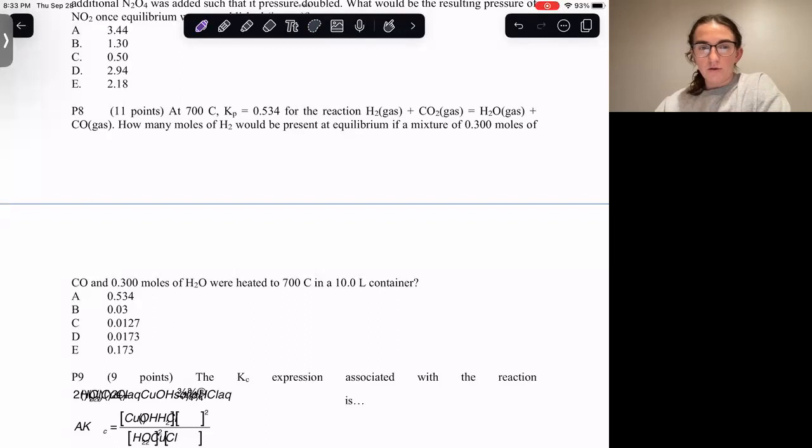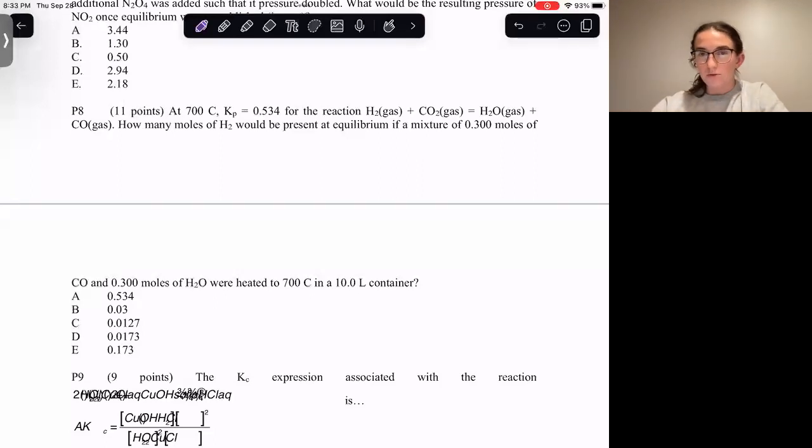Okay, so for question 8 on the practice exam, this is the one that we were going back and forth about. The question says at 700 degrees Celsius, Kp is equal to 5.34 for the reaction H2 gas plus CO2 gas goes to H2O gas and CO gas. How many moles of H2 would be present at equilibrium if a mixture of 0.3 moles of CO and 0.3 moles of H2O were heated to 700 degrees Celsius in a 10-liter container?